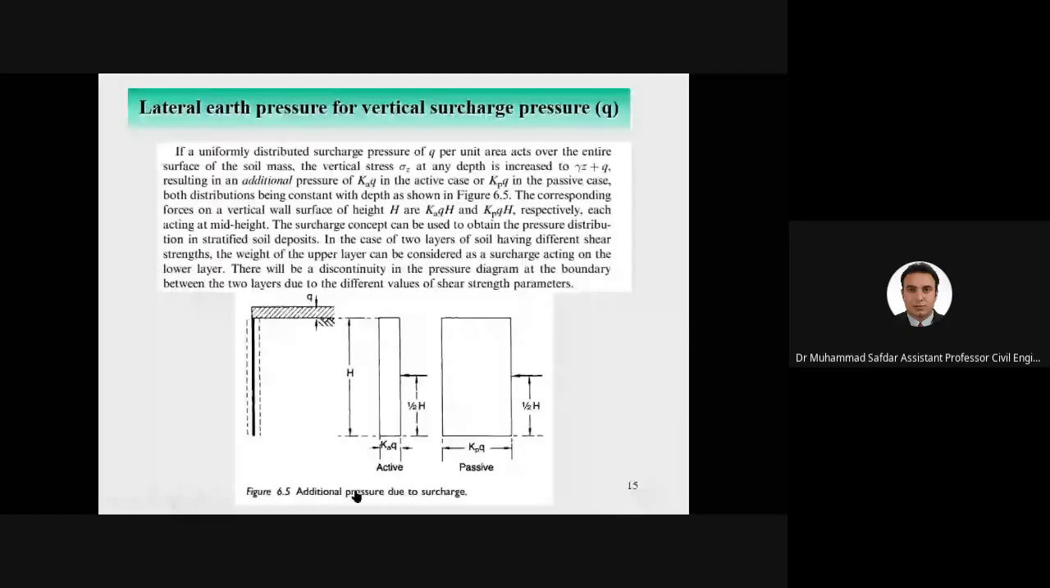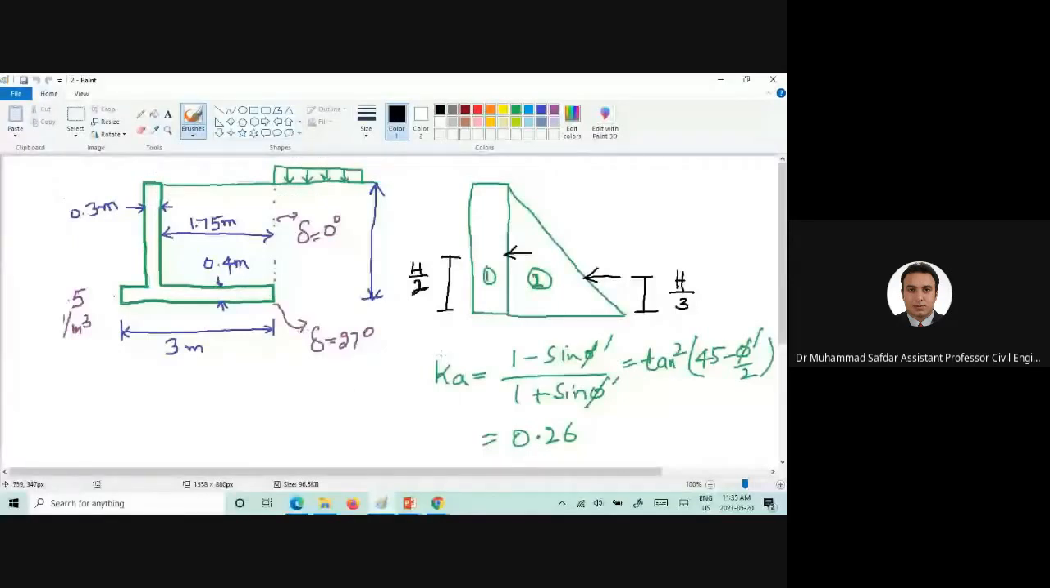This is the concept we learned from Geotech 2, and we will find this force, and this force as well. So what would be the values of P1 and P2? I have calculated the value of Ka, which is the lateral earth pressure coefficient, and I have used Rankine's theory.